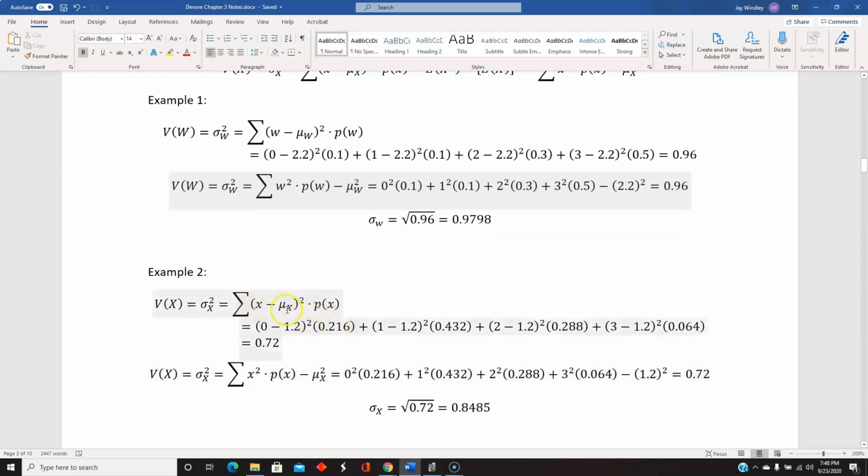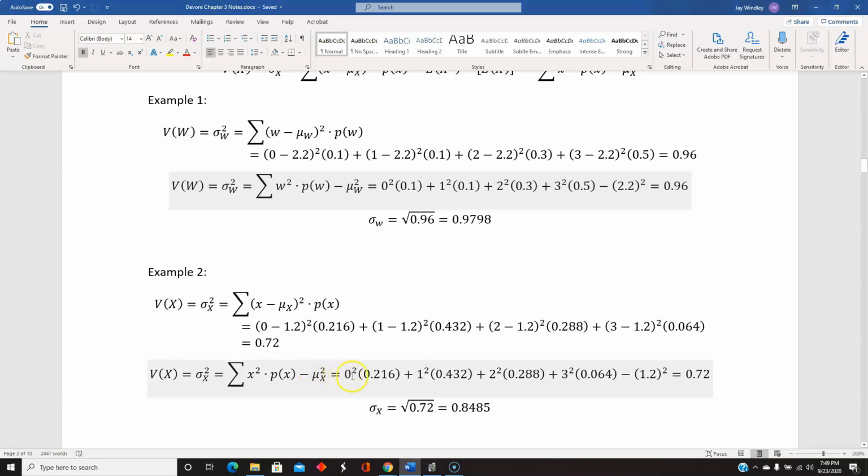each value of x minus the mean squared times its probability. So remember, on the second example, our mean was 1.2. So I'm doing 0, 1, 2, and 3. Those are the values of my random variable. And each of those minus the mean of 1.2. And each of those differences squared. And then each of those differences times the probability of that particular value of the random variable. So 0 minus the mean squared times the probability of a 0. Plus 1 minus the mean squared times the probability of a 1, and so on. That whole calculation will come out to be 0.72.